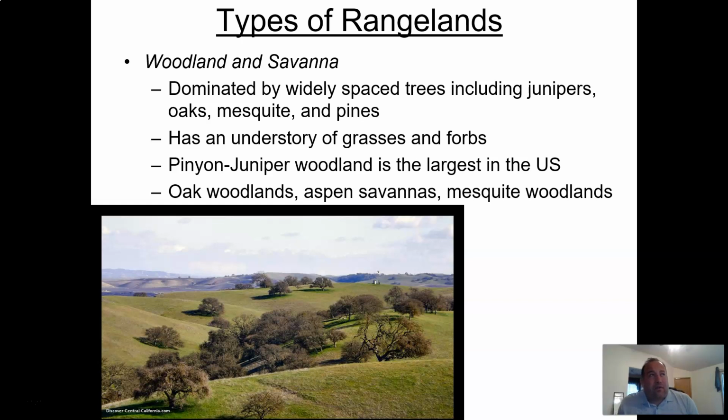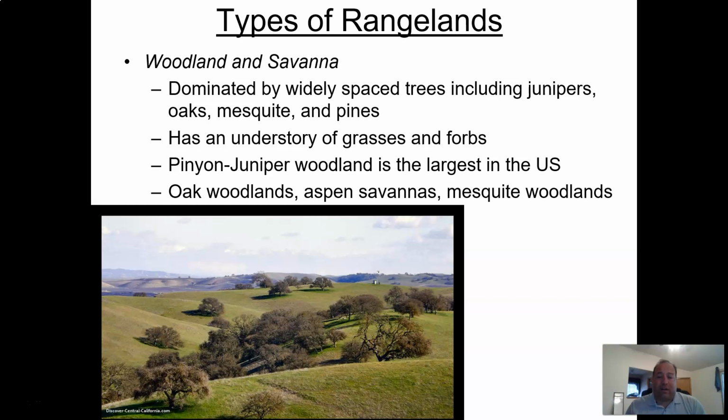Woodlands and savannas, or woodlands or savannas, it's really just meaning an area that's usually dominated by grass, but then with widely spaced trees mixed in. So it's widely spaced trees, and then you have the understory of grasses and forbs. So you'll hear the term here in California a lot, oak woodlands. And so I've got a picture of that down below there, where we have a lot of these grassy areas, but then we still have this overstory of oak trees.